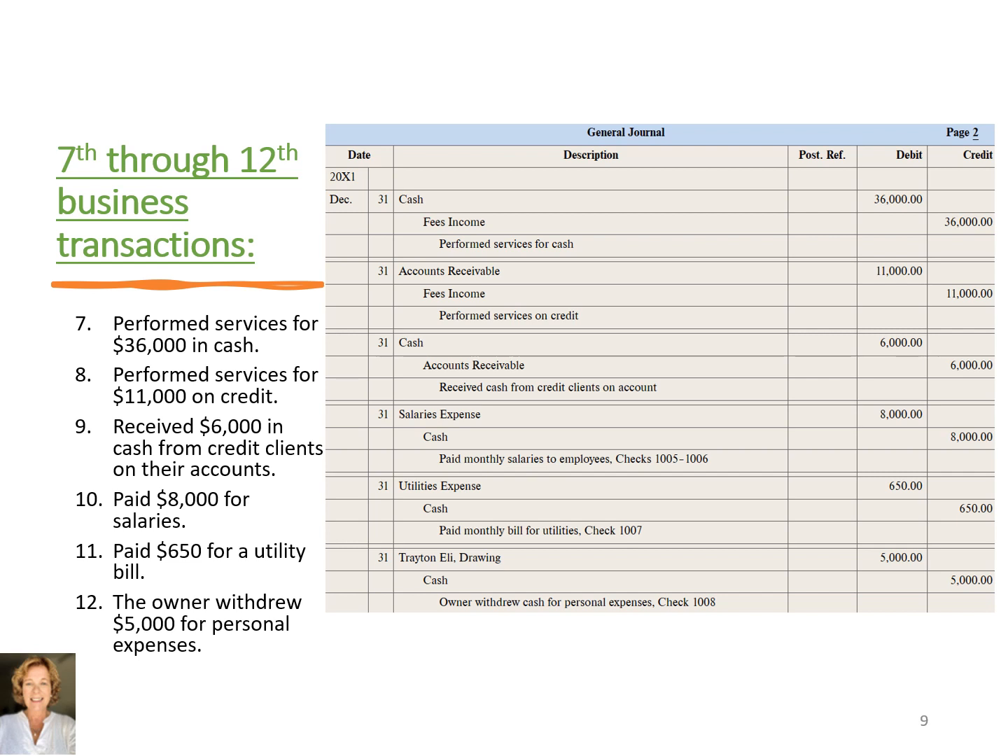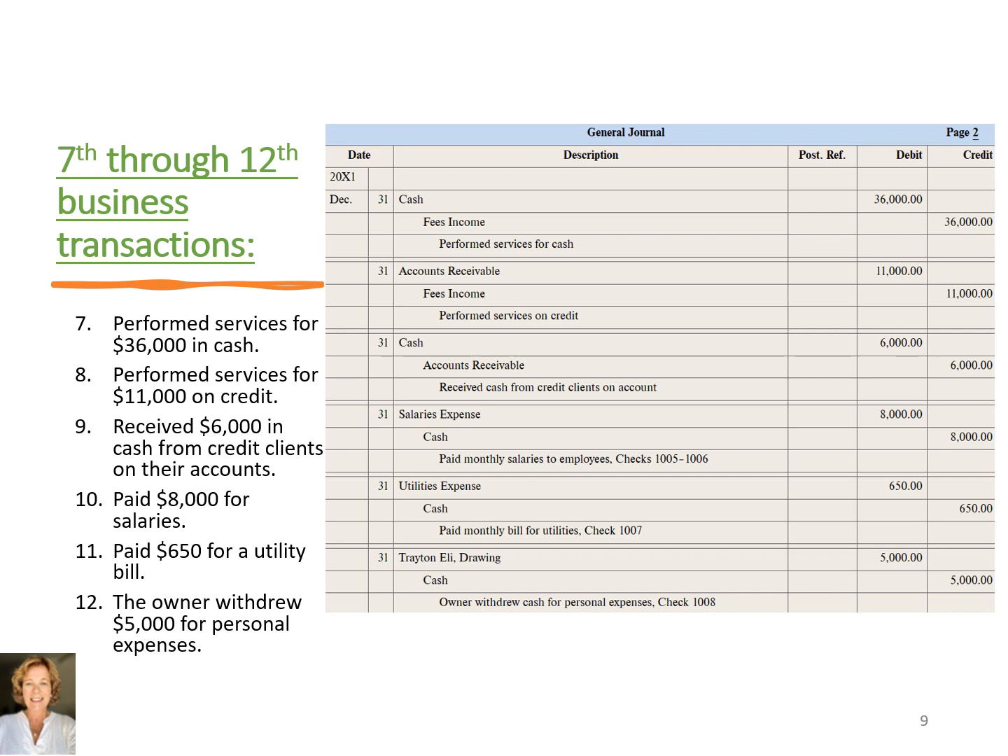Next, for our 9th transaction, we received $6,000 cash from credit clients who previously received services on credit. In this case, we'll debit cash because our assets increased, and we'll reduce accounts receivable with a credit of $6,000.